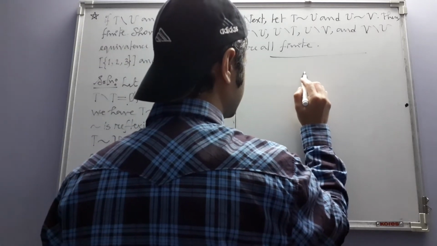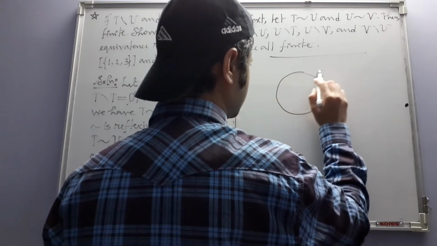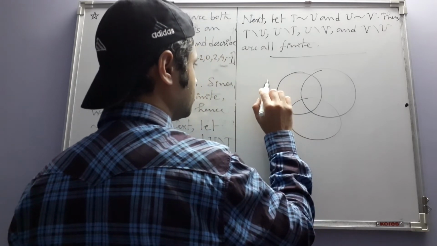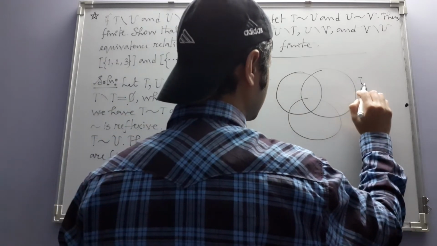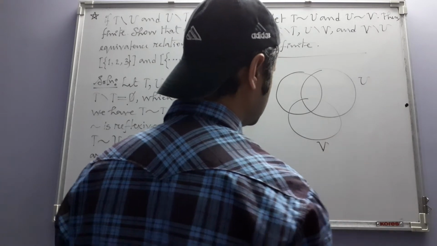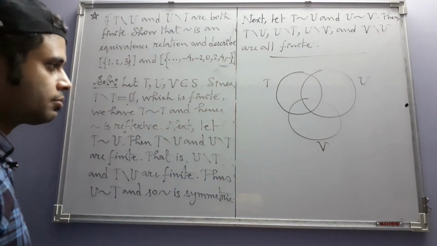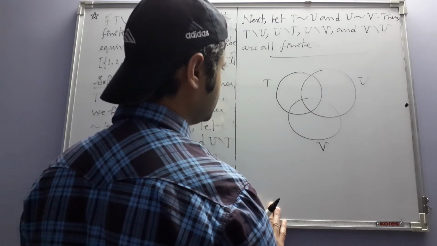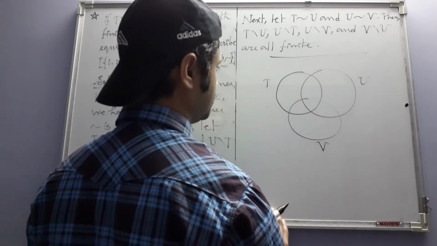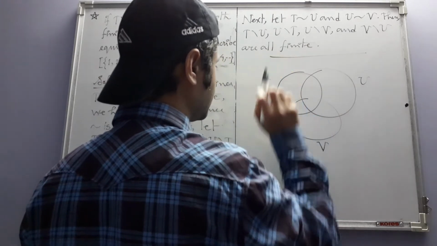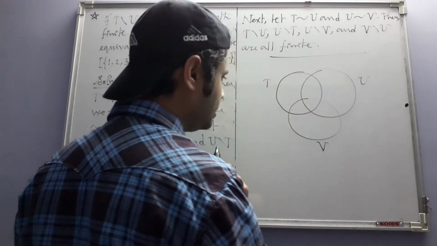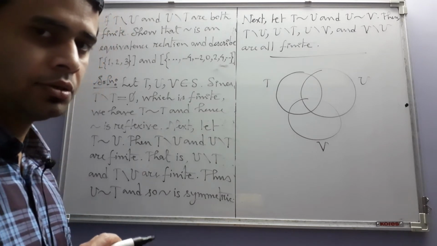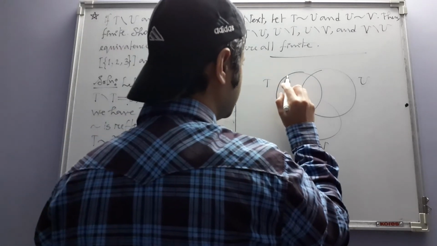Let us now look at these sets. So this is T, this is U and this is V. Our aim is to figure out what T difference V is in terms of these other differences. T difference V by definition is the set of those elements in T that are not in V. That means this part.